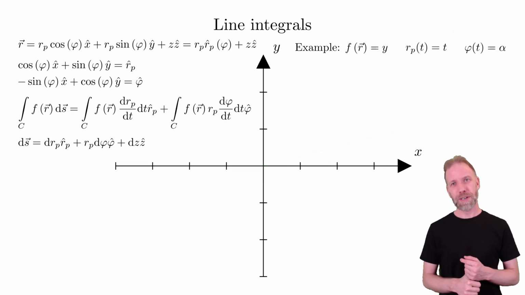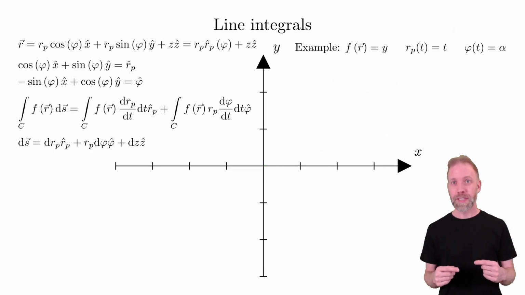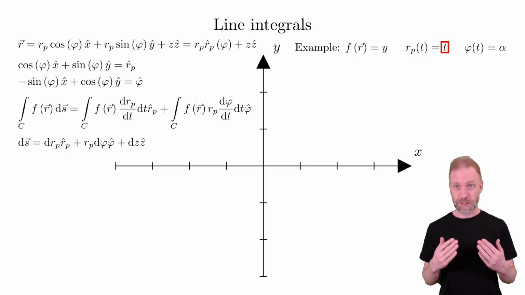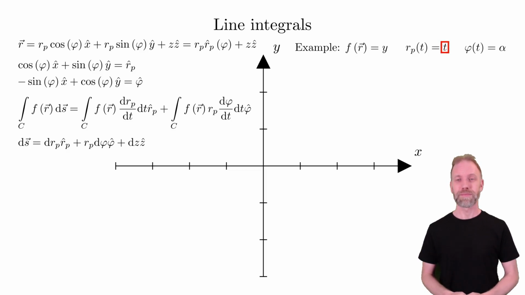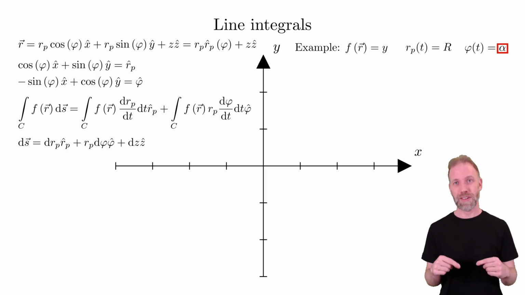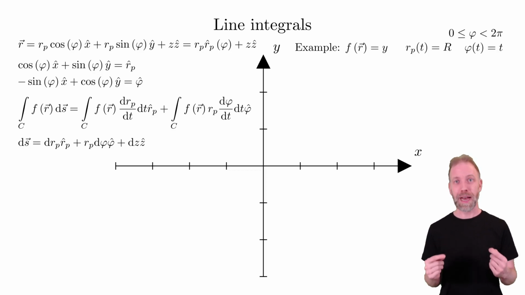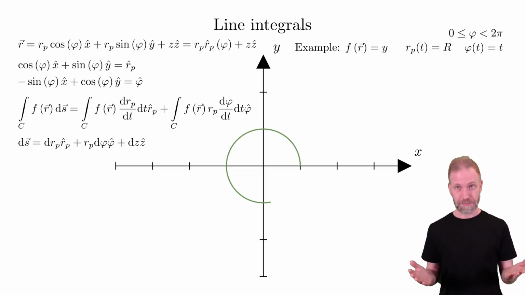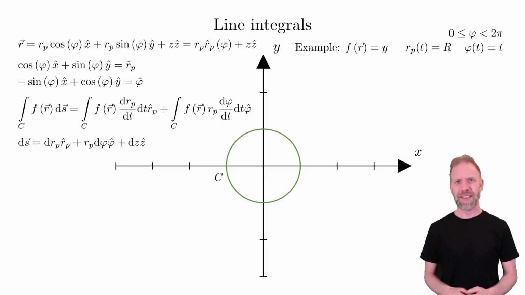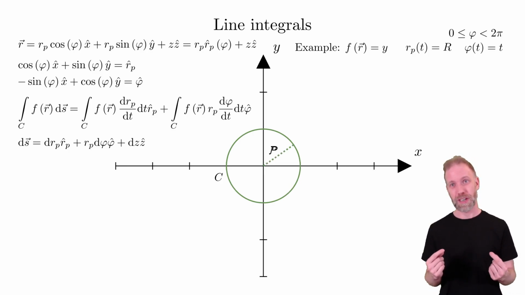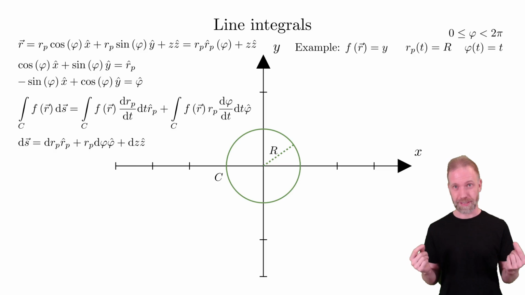Let us do one more example with the same function, but change the curve to a constant radius. And let phi be our integration parameter. We let phi go between 0 and 2 pi, which will be a full circle. This may very well be the most common curve for line integrals in polar coordinates.